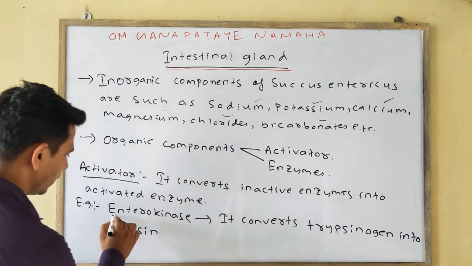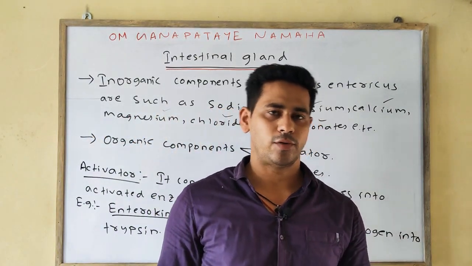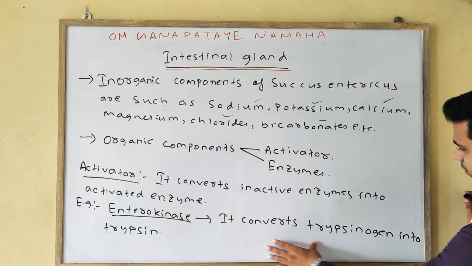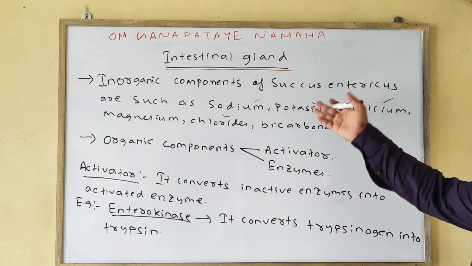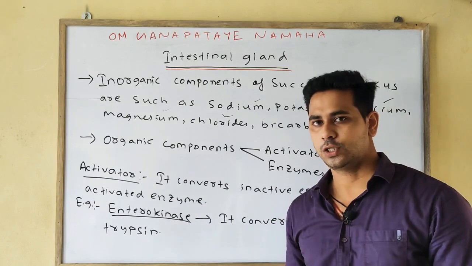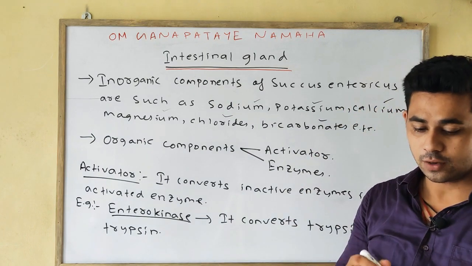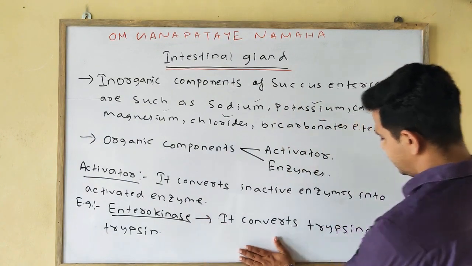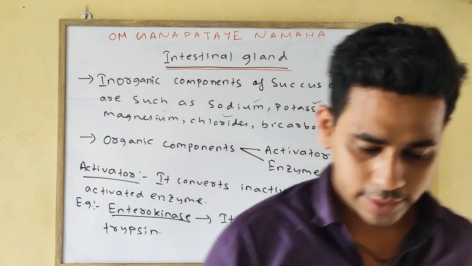The function of enterokinase, as it is an activator, is to help in the formation of the active enzyme from the inactivated form of the enzyme. So the enterokinase helps in converting trypsinogen into trypsin. So the intestinal juice consists of inorganic components such as sodium, potassium, calcium, magnesium, chloride, bicarbonates, etc., whereas the organic component consists of two portions. One is your activator, the other one is your enzymes. Activator converts inactivated enzymes into activated enzymes, such as enterokinase, which converts inactivated trypsinogen into activated trypsin. Last one is your enzymes.